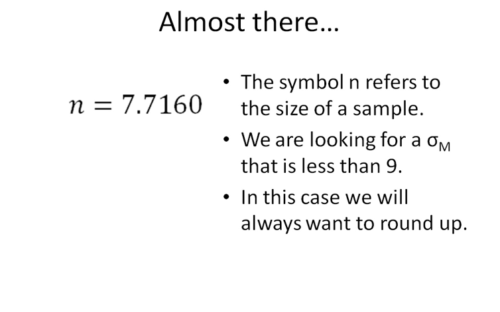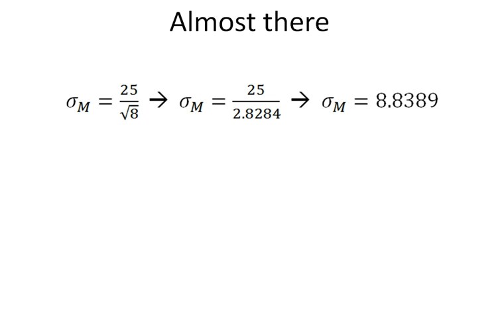For example, if we had an n of 5.15, we'd want to round that up to 6, because larger sample sizes give smaller standard error, and so if we rounded down, we would actually have a standard error that is larger than our target. So here, we would use a sample size of 8. Let us take 8 and put it back into the equation and see what we get for standard error. As you can see here, I put 8 down here for n, so that's our sample size. Here's our standard deviation. We do the math, and we get 8.8389.